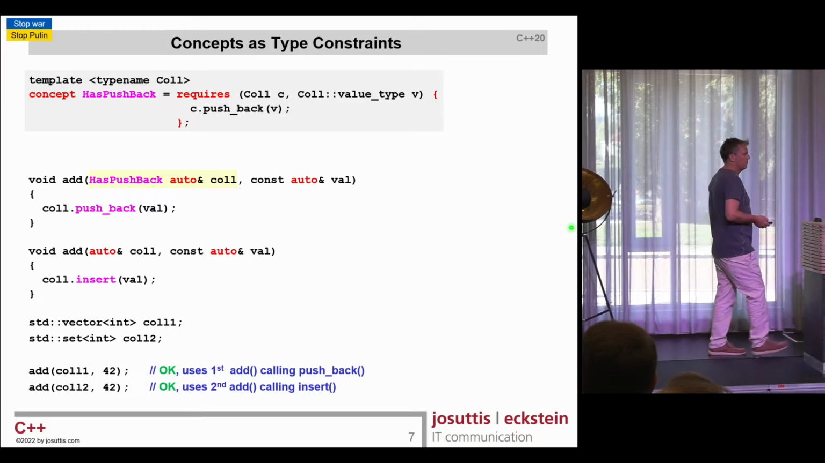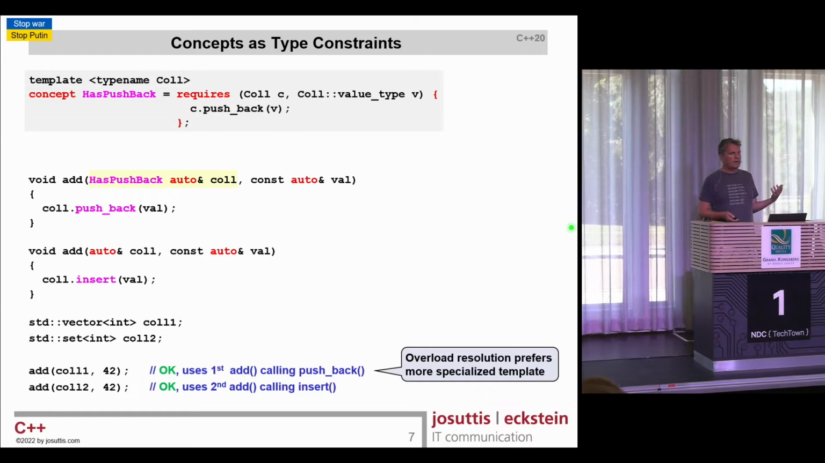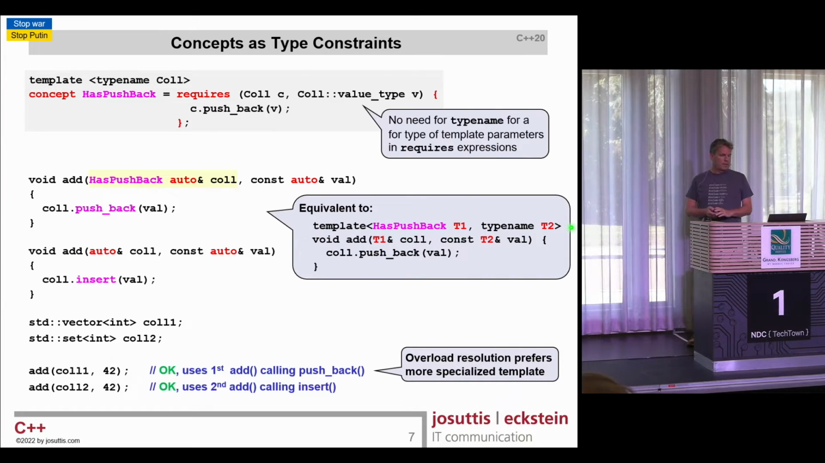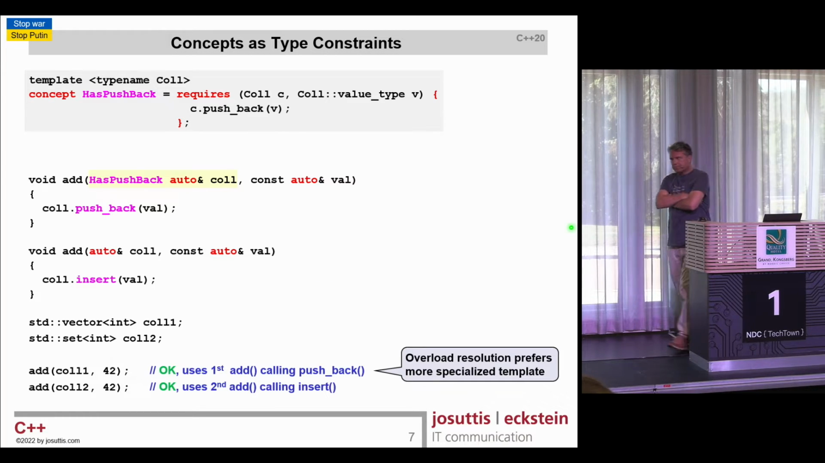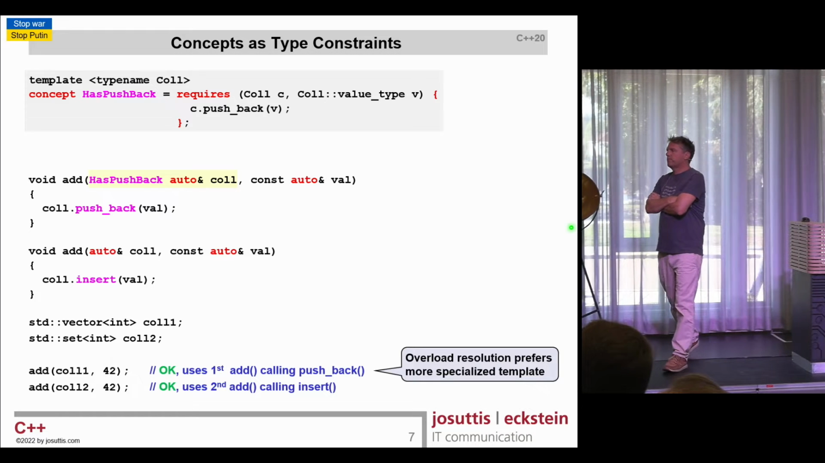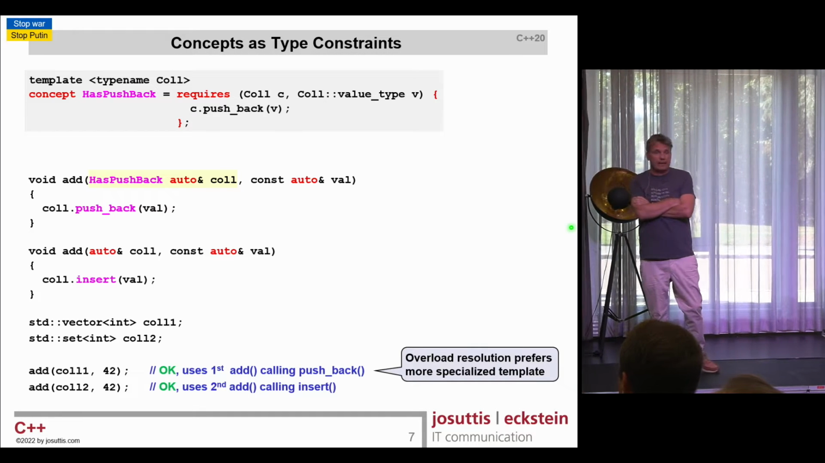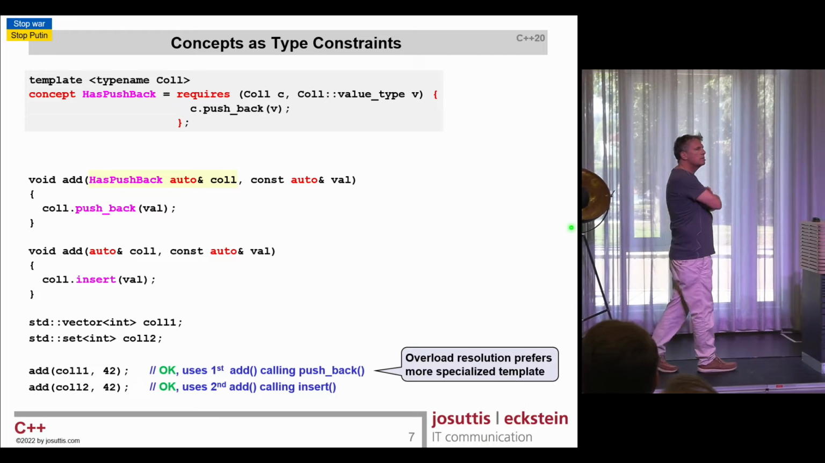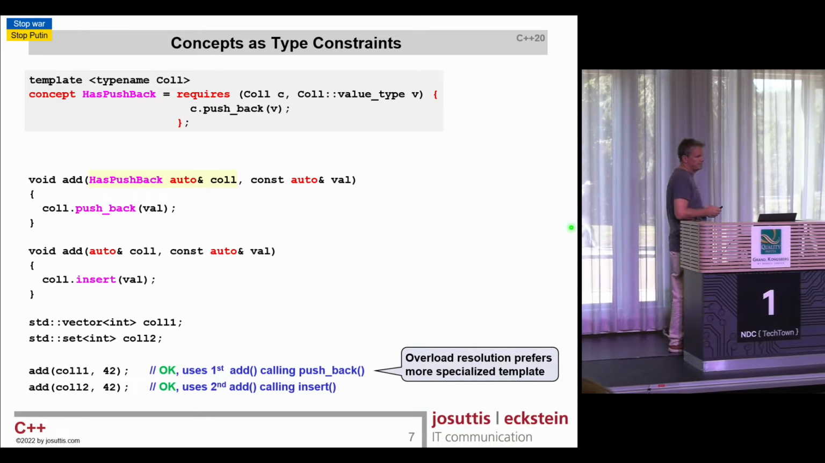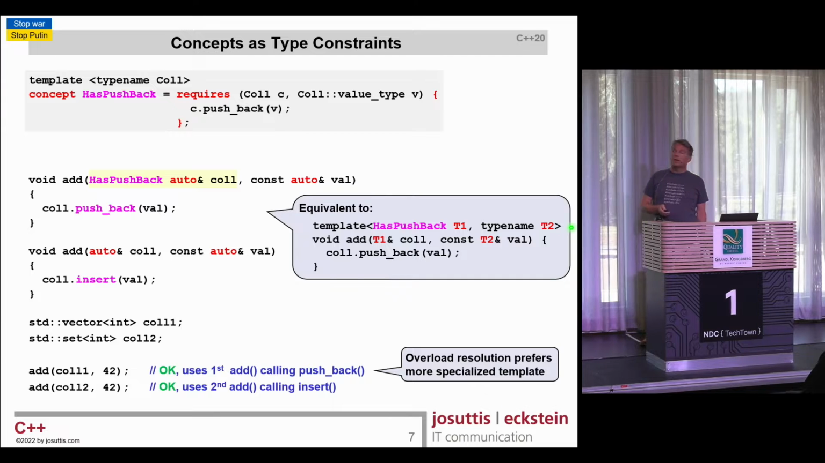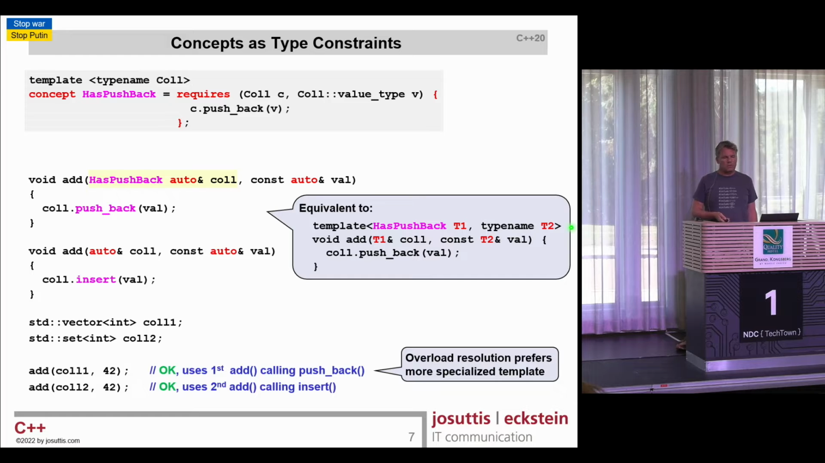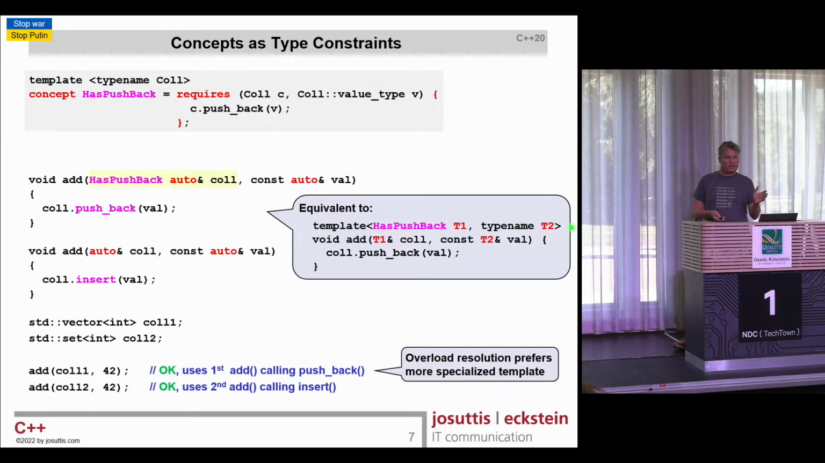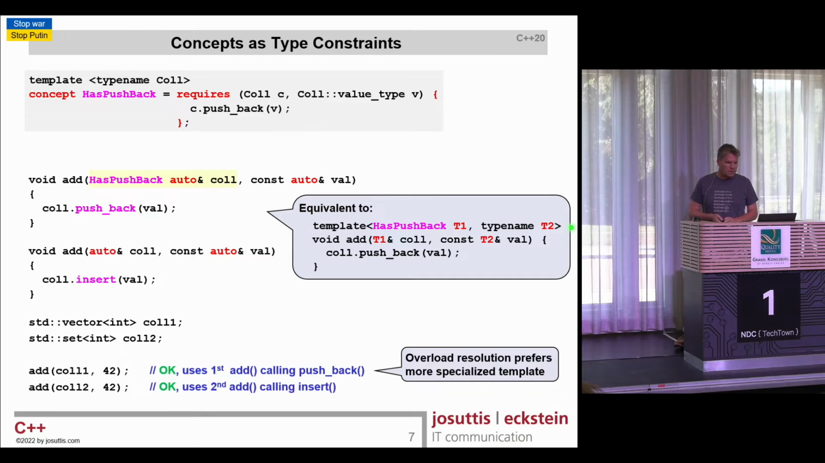But there's a rule. The first one is more specialized than the second one. And that means that this is preferred for a vector. So the vector will call that, which is the right thing. Again, note that this is equivalent, that you use generic code using template syntax. There, you could qualify the template parameter directly with has_push_back. Has the same effect, but you have a name now for it.